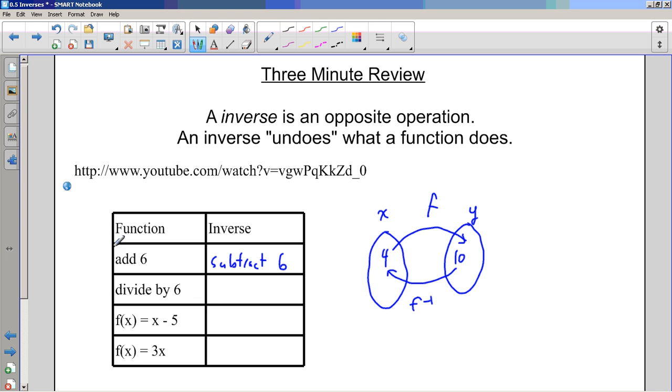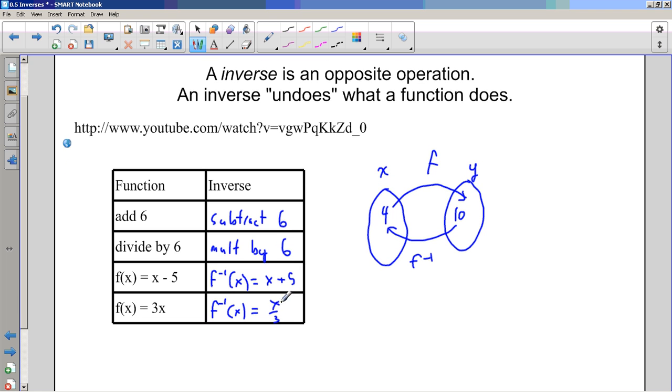These are what he would, in the helper video, call the easy ones. Dividing by 6, what's the opposite? Multiplying by 6. So for this one, another easy function, subtracting 5, well, the inverse is adding 5. Here, the function multiplying by 3, the inverse dividing by 3. And no problem. These ones are one-steppers, easy to see the inverse function.